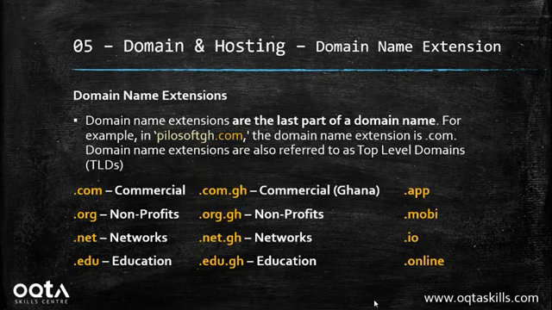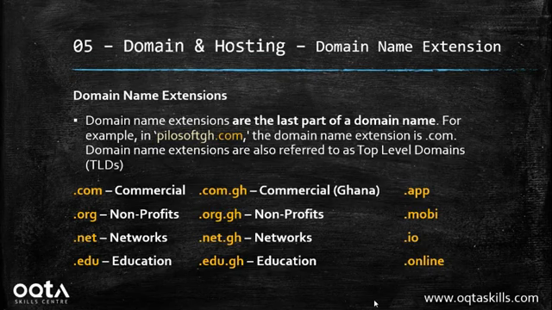Next, we are going to be looking at domain name extensions. Just as we stated earlier, they are the last part of a domain name. Just as in Philosophy GH, we have .com being the top level domain or the domain name extension. Examples of them are .com, .org, .net, .edu. The .com is meant for commercial organizations, people who are engaging in trade or commerce. It has come to be the most common domain name extension today.